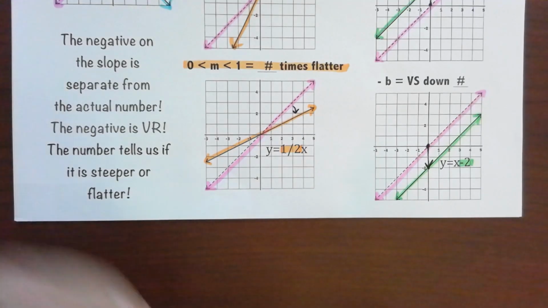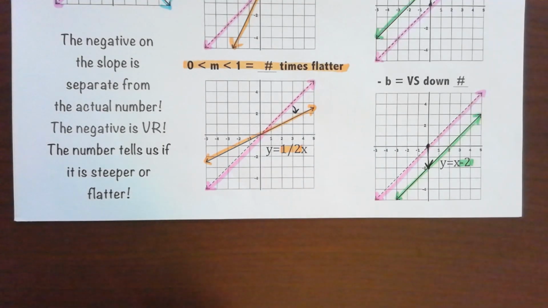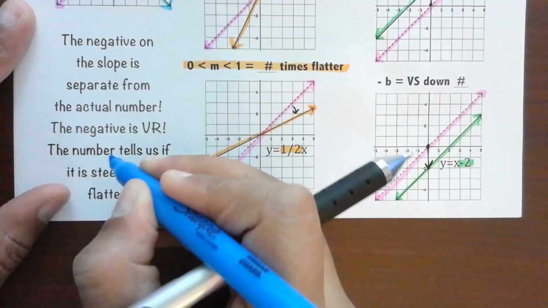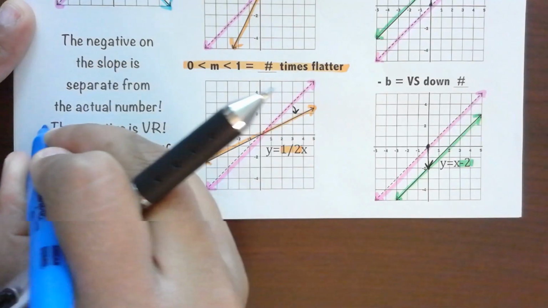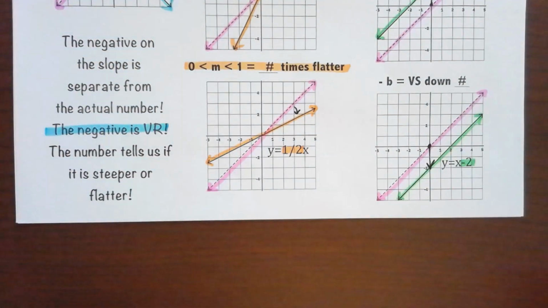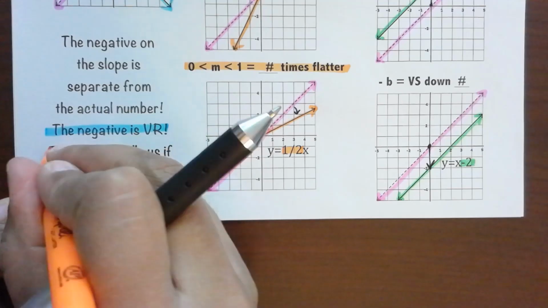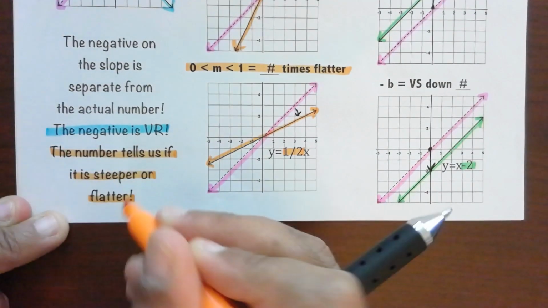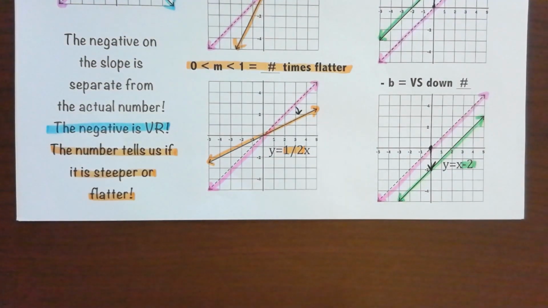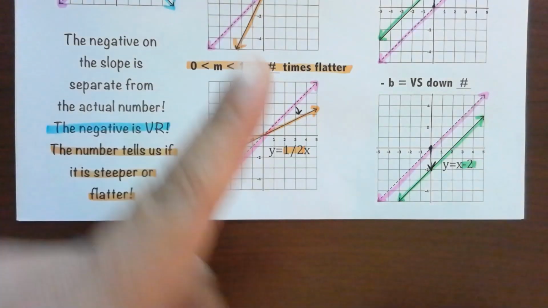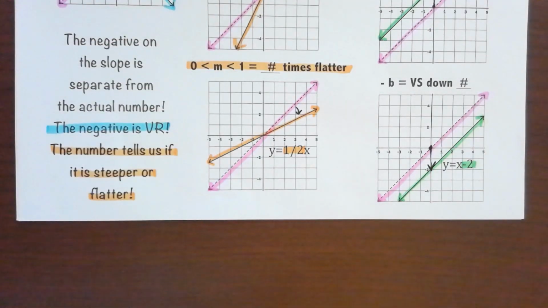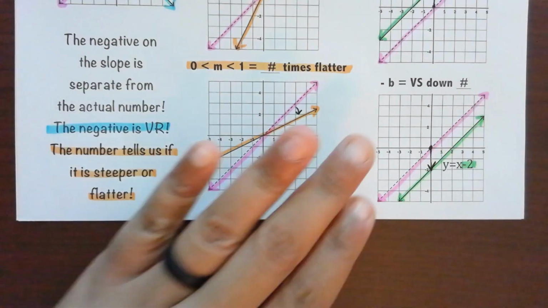The negative on the slope is separate from the actual number. The negative is a vertical reflection. The number itself tells us if it is steeper or flatter. So that negative, even though it's attached to m, it means its own transformation. Everybody still with me?